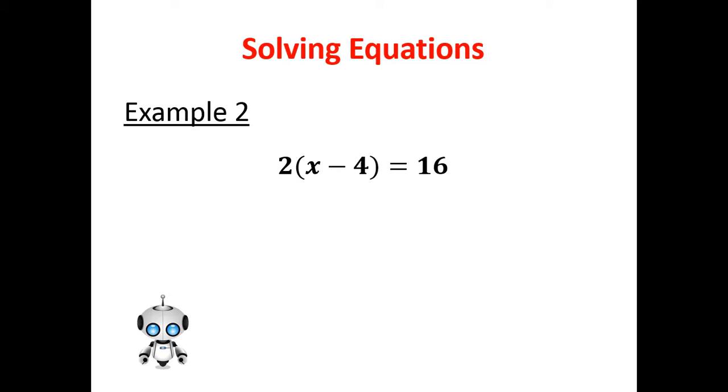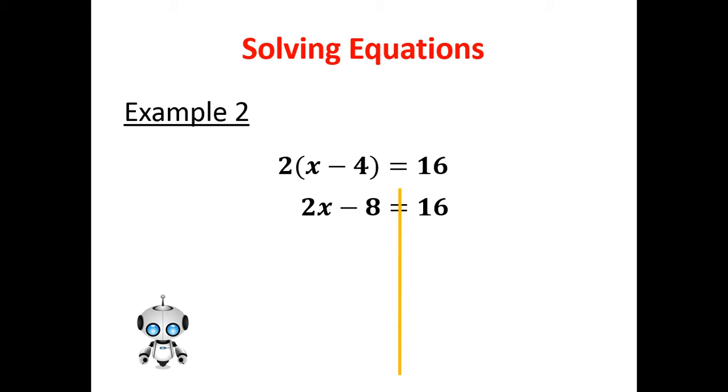Alright, example 2. 2 bracket x subtract 4 is all equal to 16. We've talked about brackets a few lessons ago, expanding, so we're going to expand out the brackets. 2 times x makes 2x. We see a subtract, so we write down a subtract, and 2 times 4 makes 8. So we've expanded the brackets on the left hand side, and we're going to write that equal to 16 on the right hand side. So now we can put a line down the middle and solve the equation.